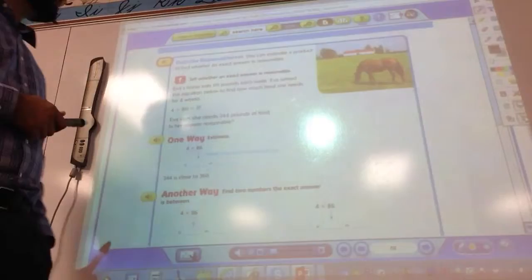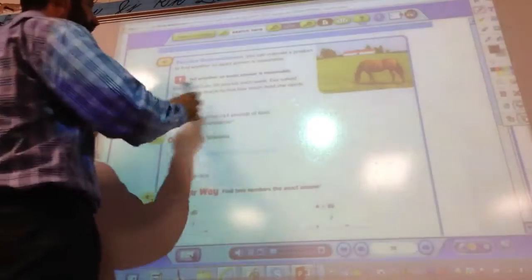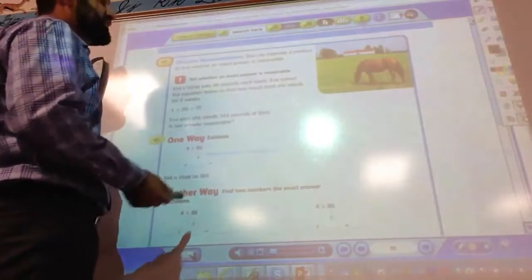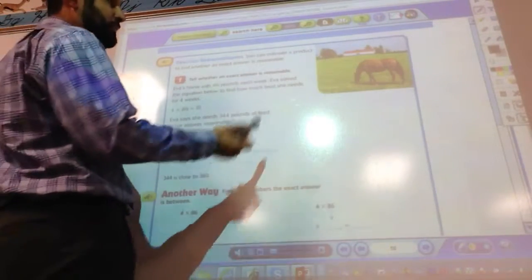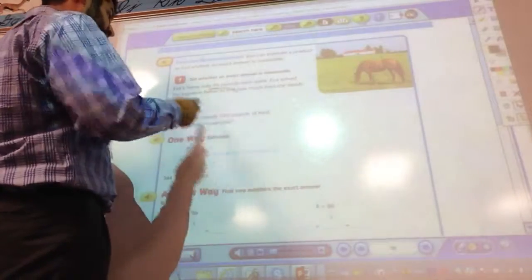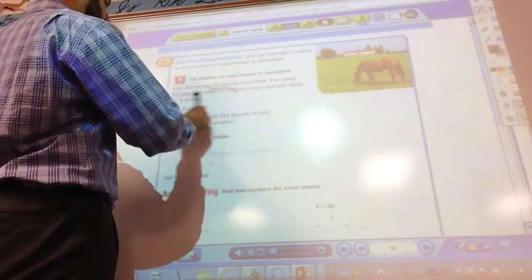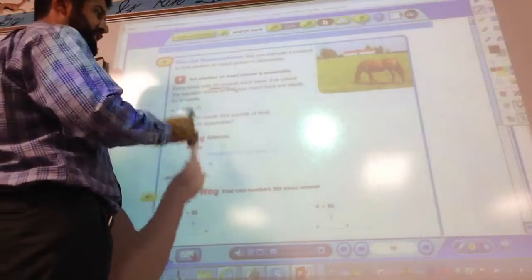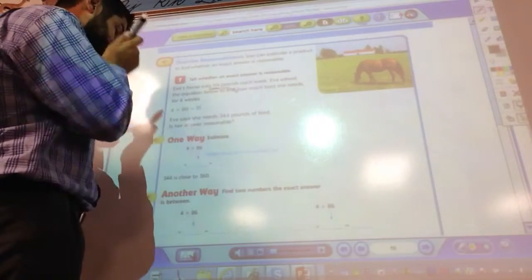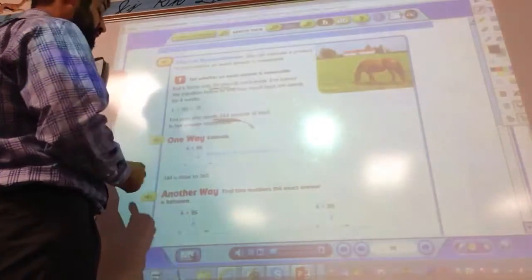Let's find out. Look, pretty horse, by the way. Tell whether an exact answer is reasonable. Eva's horse eats 86 pounds each week. Now, if I'm you, just from the last one, I go ahead and just underline that. Eva solves the equation below to find how much feed she needs for 4 weeks. 4 times 86. Now, Eva says she needs 344 pounds of feed.